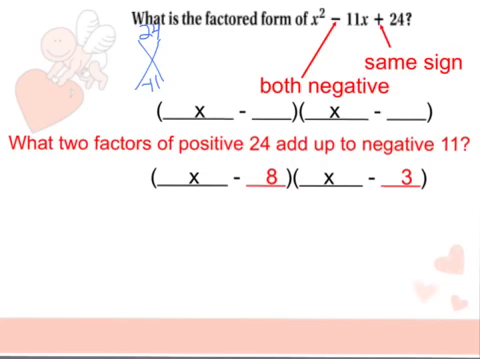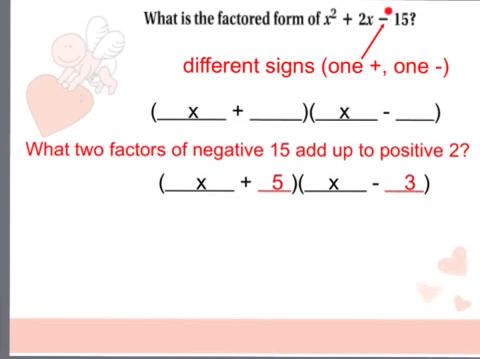We can see that negative 8 times negative 3, a negative times a negative gives you the positive 24, and negative 8 plus negative 3 gives you negative 11. Now these are already minus signs, so we just fill in the 8 and the 3.